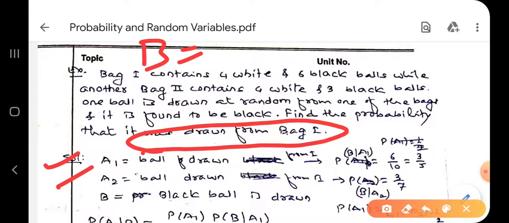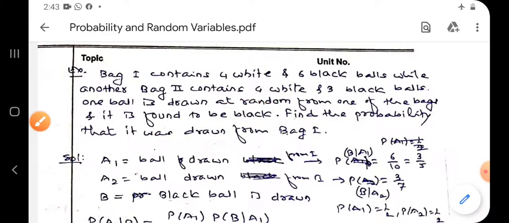And which ball is there? Black ball. One ball is drawn from one of the bags and it is found to be black. So black ball is drawn from the bags. Correct? And now I have to select that it is from bag 1. And for that I need a conditional probability. Have I understood the example first? Then we will turn towards the solution.